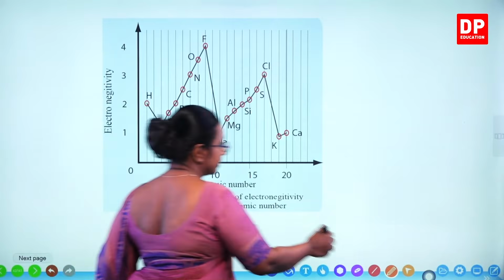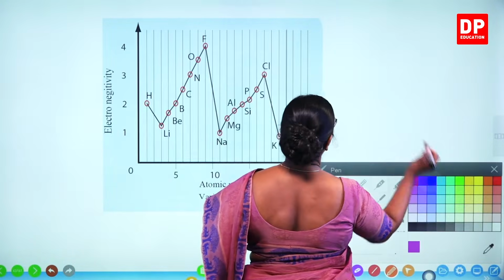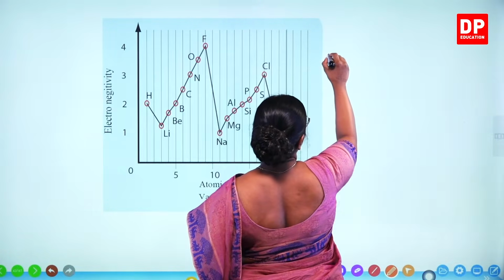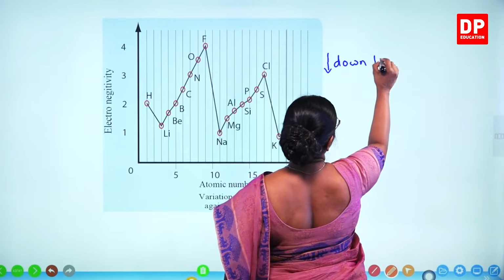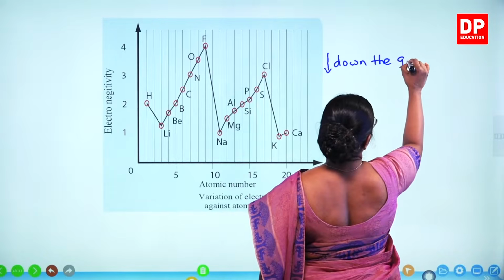So, that means down the group electronegativity decreases. So, down the group it decreases.